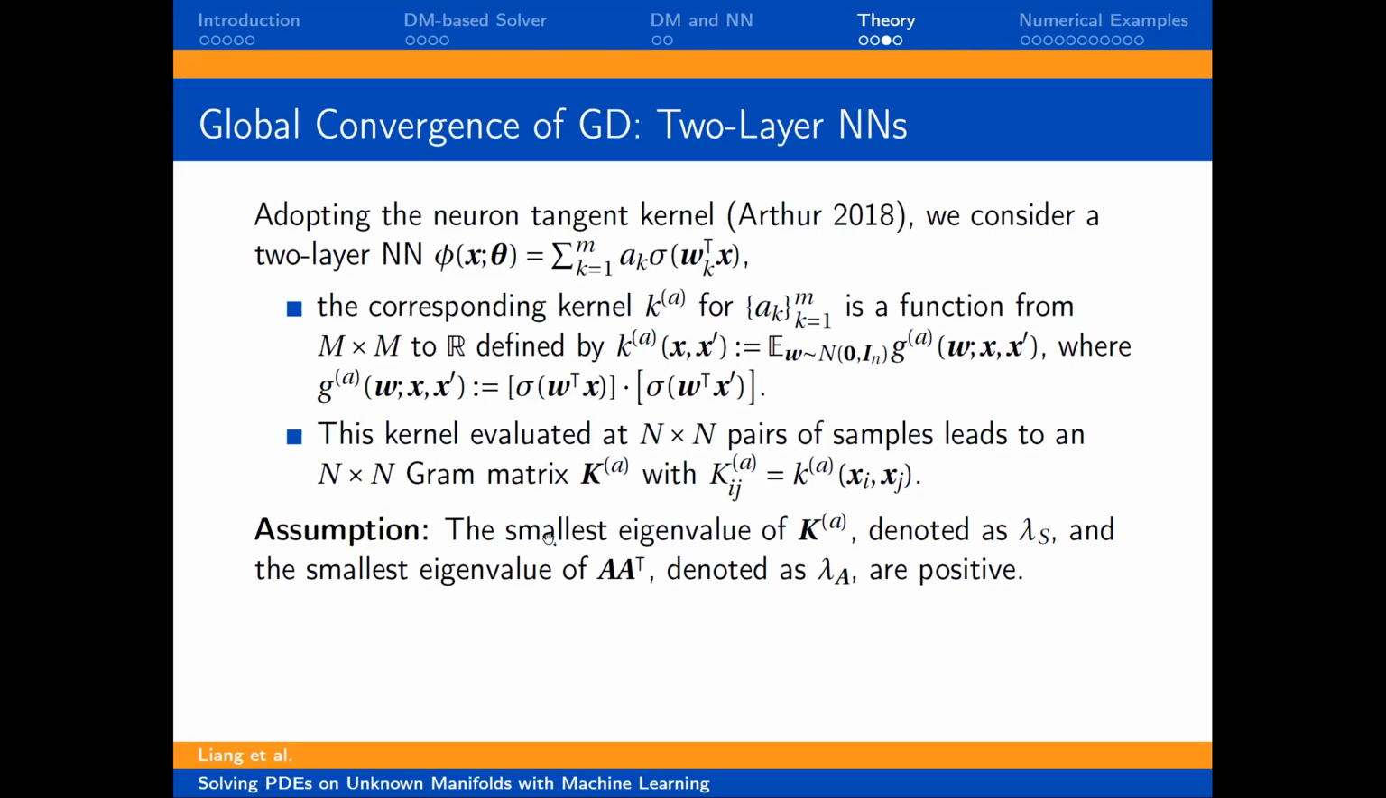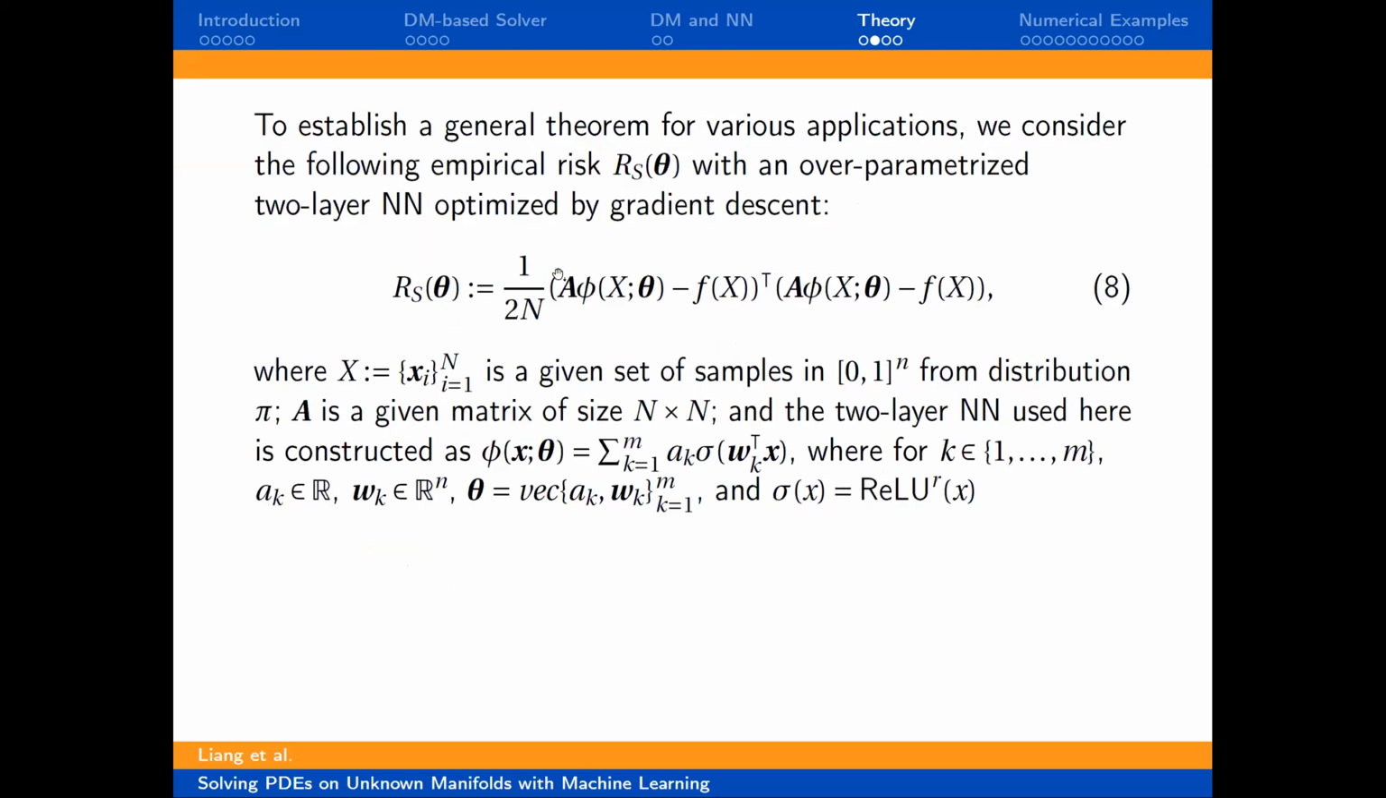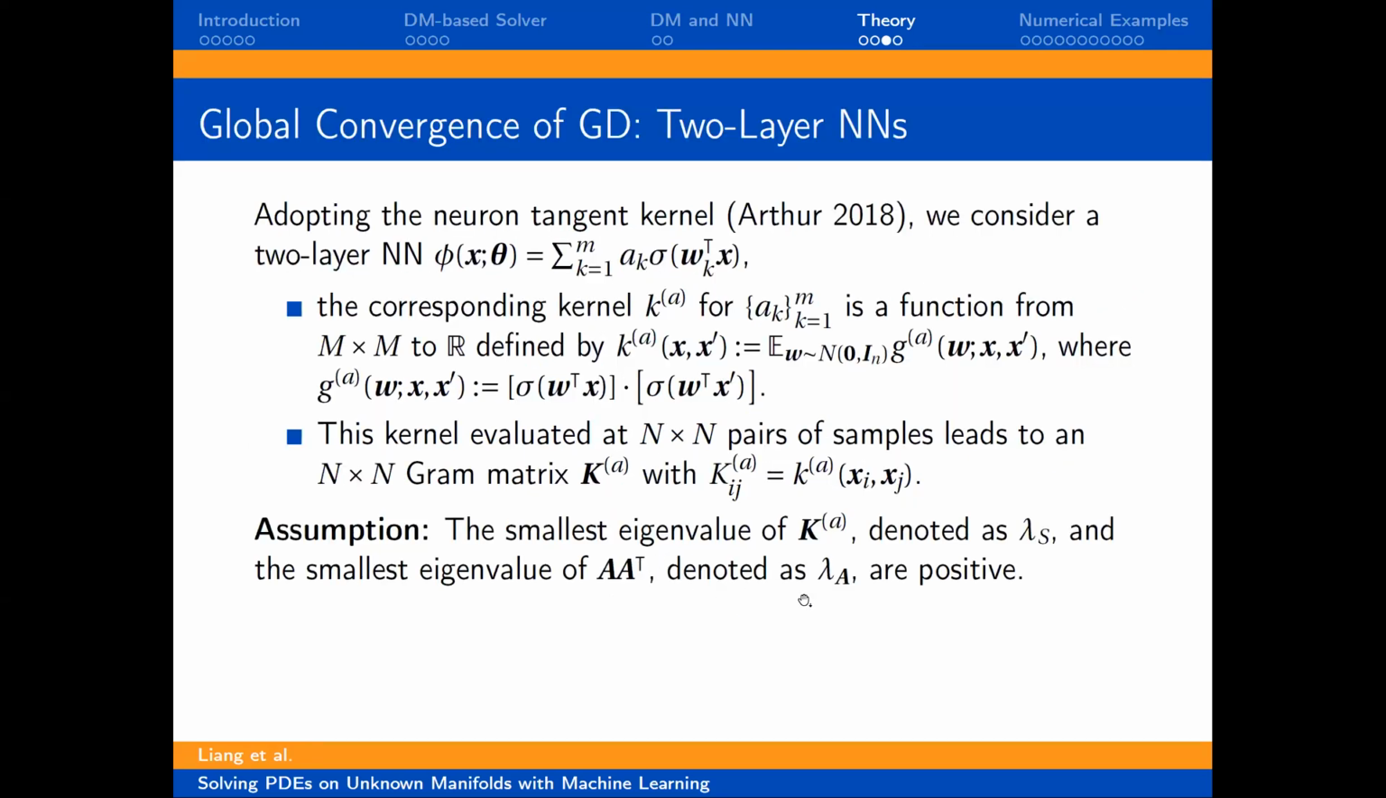We assume that the smallest eigenvalue of K_a, denoted by lambda_S, is a positive number, and the smallest eigenvalue of A A transpose, denoted by lambda_A, is also a positive number.